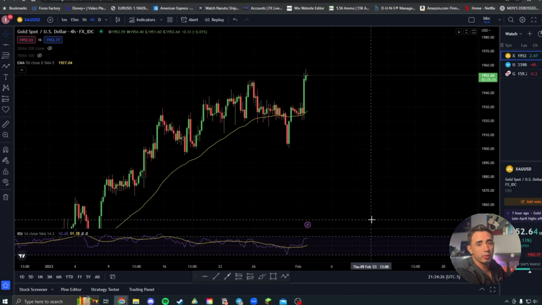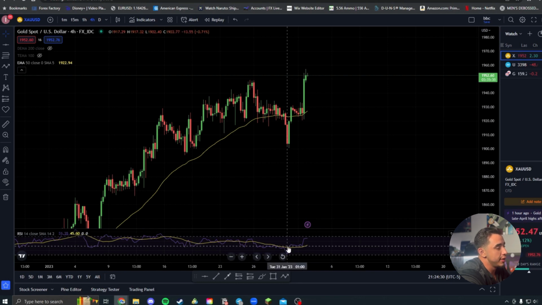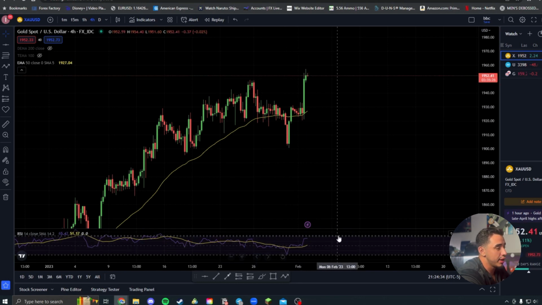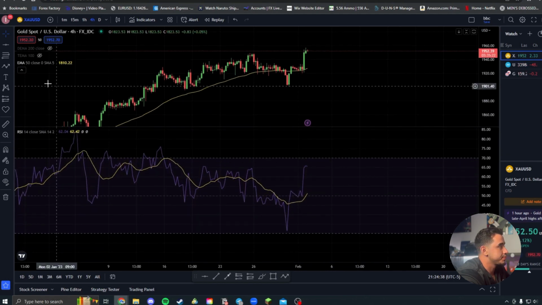Now, what is oversold or overbought? In the RSI, you're gonna have 3 different levels. You're gonna have your mid level, which is price consolidating. You have your top level, which if it breaks above this area right here, let me actually make this a little bigger so you guys can see what I'm talking about.